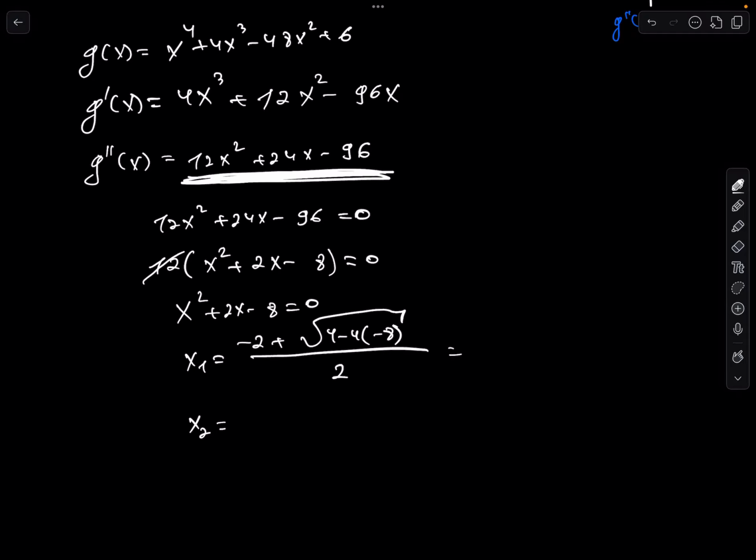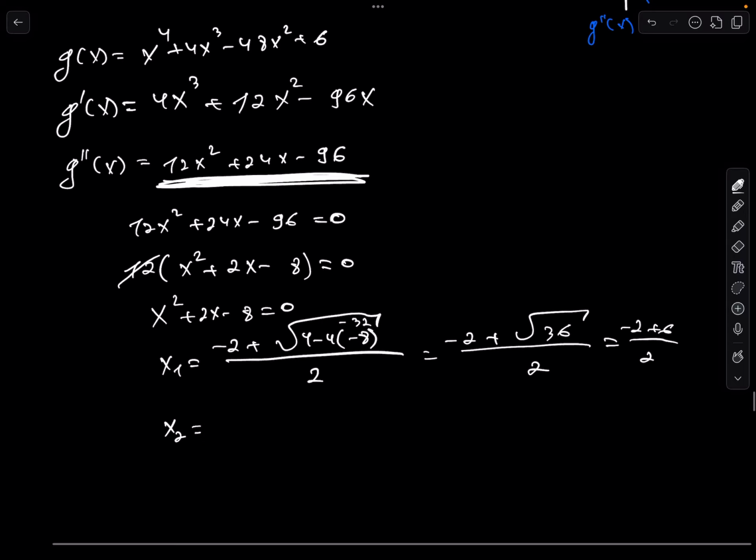Here we're going to have negative 2 plus the square root of 4 minus negative 32, which is going to be equal to 36, divided by 2. Negative 2 plus 6 divided by 2. And here we're going to have our final answer, 2.